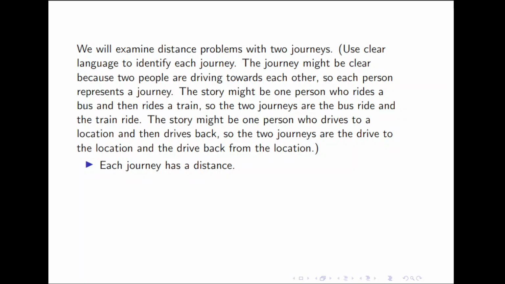Each journey has a distance. In general, we cannot have d be the distance of journey 1 and also the distance of journey 2. That is allowed if reading the story makes clear that both journeys have the same distance. Otherwise, we have to do something else, including the option of two different variables.